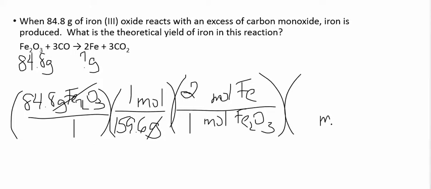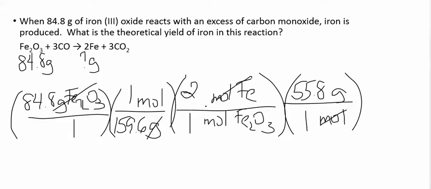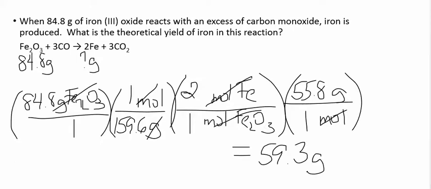We want to go ahead and go to grams, so when we're in moles, we need the molar mass of iron, and the molar mass of iron, 55.8. So this is the theoretical yield. It's nothing new to us because we've been doing mass-to-mass problems before. Theoretical yield is simply a calculation. So the theoretical yield, the maximum amount of iron that I could get, is 59.3 grams.